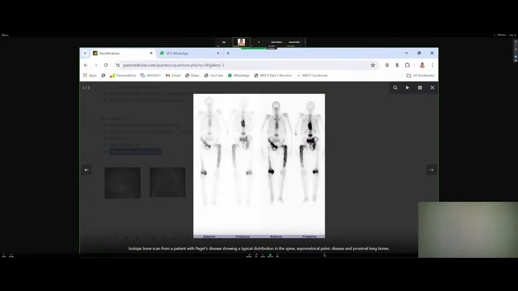Asymmetrical pelvic disease. So pelvic disease is asymmetrical, not symmetrical. And proximal long bones. Broadening of the long bones, and bowing. You can see here on the left side there is broadening of the left, and bowing also.